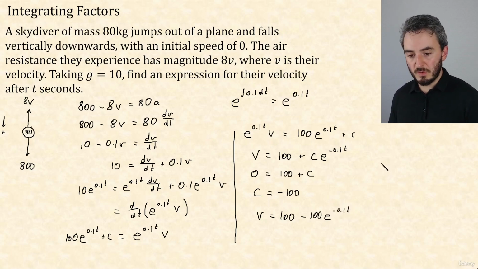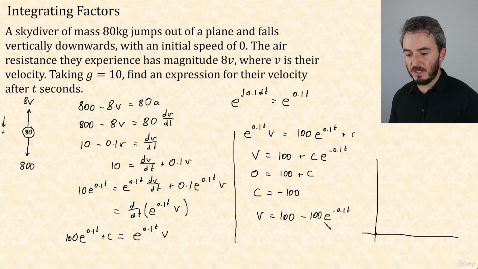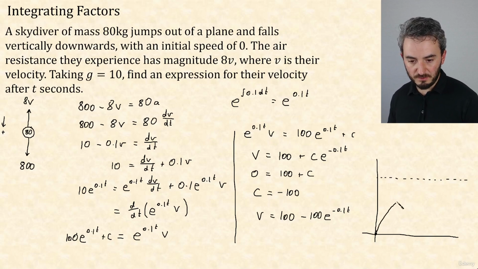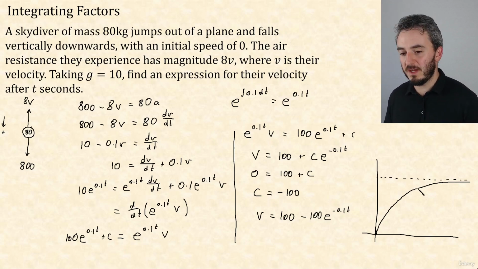So we're done, and what's quite nice about that is if you sketch this, what you have is something that starts at 0, and as t increases, this term just disappears down to 0. So we've got a horizontal asymptote of v equals 100 there. So we are increasing, increasing, increasing, and flattening out. And what is that? Well, that's just terminal velocity. So what we've learned here is that with the assumptions we made, this skydiver's velocity is going to be tending towards 100 meters per second. Hopefully they'll then open their parachute.